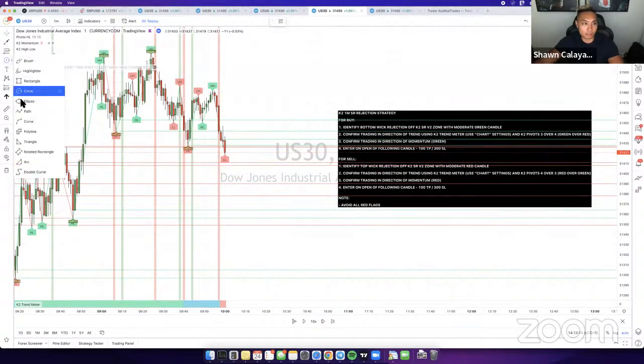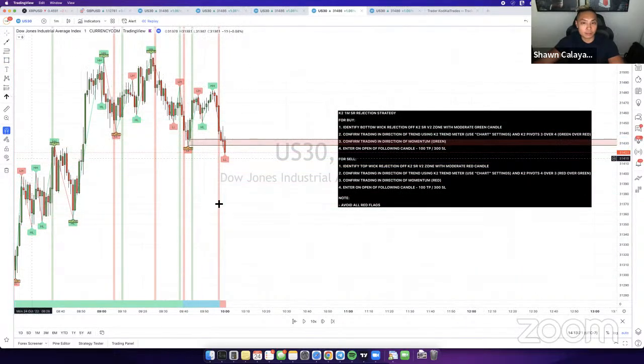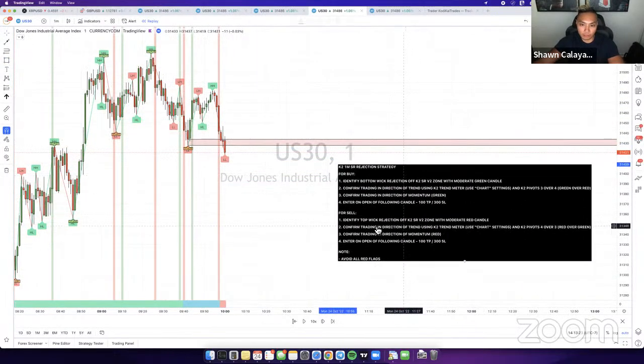I'm just going to mark up the zone, clean it up a little bit. We have an example right there. Turn this off. So looking at the sell requirements over here, you want to identify a top wick rejection off the K2SR zone with a moderate red candle. So with that said, we have a wick rejection right here off the structure. You want to confirm you're trading in the direction of the trend. The trend meter down here is red, so that satisfies the requirements.